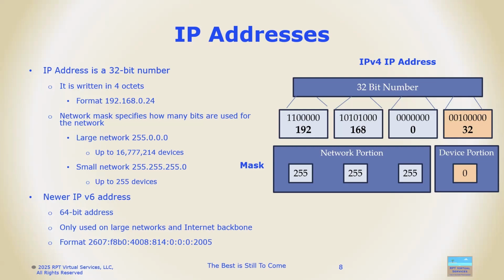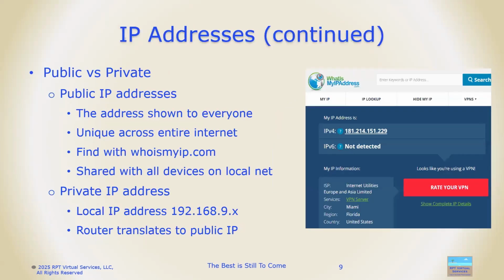So now we have IPv6, and it's in the process of converting. Eventually, they want to make everything IPv6, but right now, IPv6 is only used on very large networks and on the internet backbone. Someday you may see it in your home, but I don't know. If you see an address like the one here, with colons in it, that's an IPv6 address.